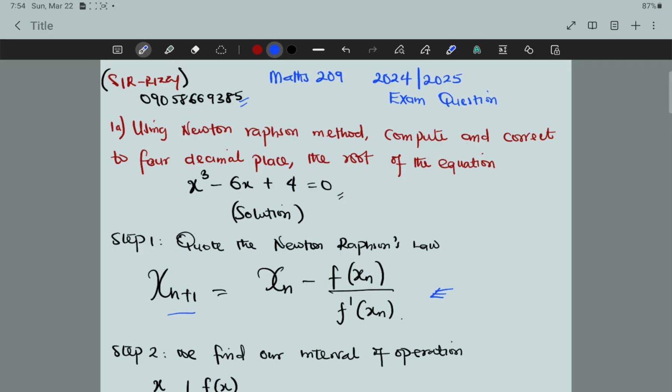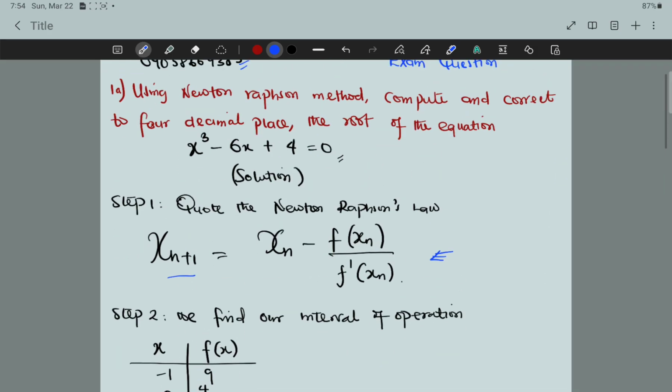So we have to find the interval of operation. We begin to do what we call trial and error. We begin to find numbers that give us one negative and one positive. We call that the Descartes rule of signs, where we have one negative and one positive. It says f of a multiplied by f of b must be less than 0.